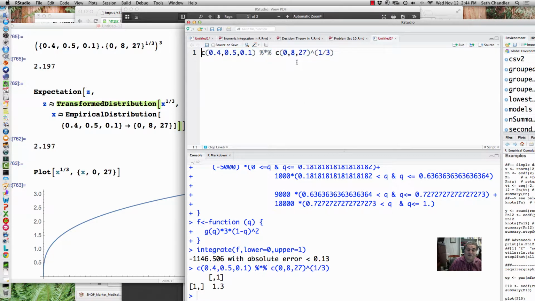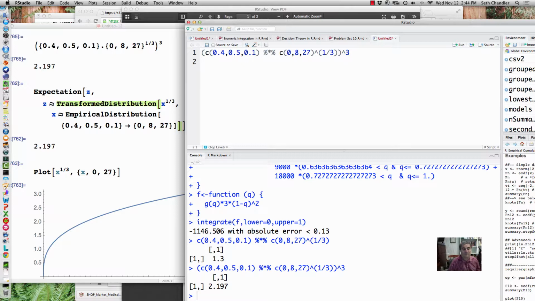And now what could I do? And then you could wrap the whole thing in parentheses and raise it to the 3rd power. Okay. And that should do it. Okay? So that's the R code that you need to find certainty equivalent wealth.